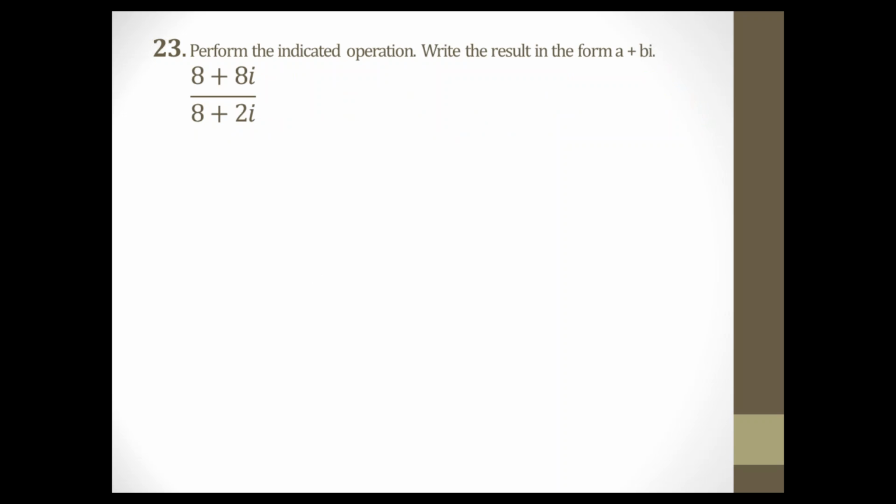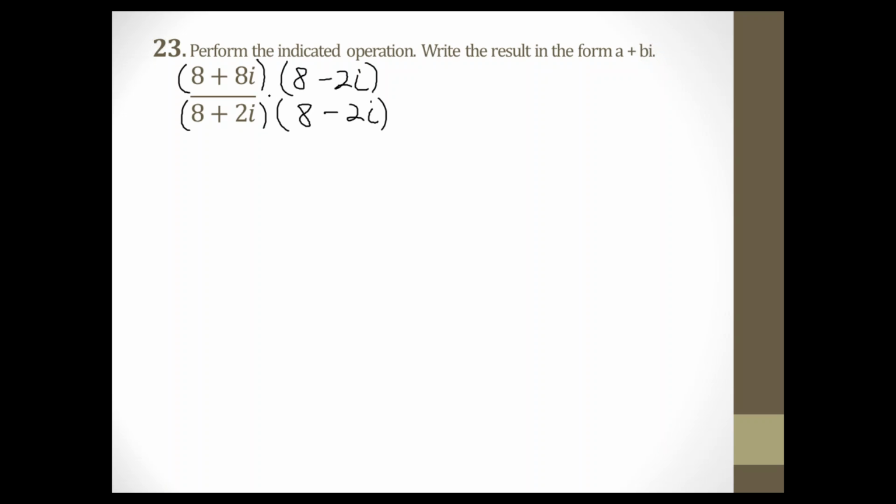Problem number 23. Perform the indicated operation and write the result in the form a plus bi. So mainly, we don't want to have any i values in the denominator, and to eliminate them we can use the method of multiplying by the conjugate. The conjugate of the denominator would be 8 minus 2i, and we do that to top and bottom.